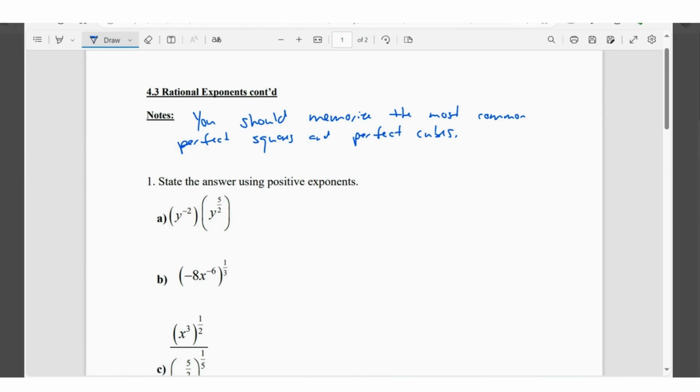So for our perfect squares, we got, remember, 1, 4, 9, 16, 25, 36, 49, 64, 81, 100, and so on and so on and so on. 121, 144. Good to memorize up to 15 times 15. And for our perfect cubes, at least just 1, 8, 27, 64, and 125. So at least the first 5.